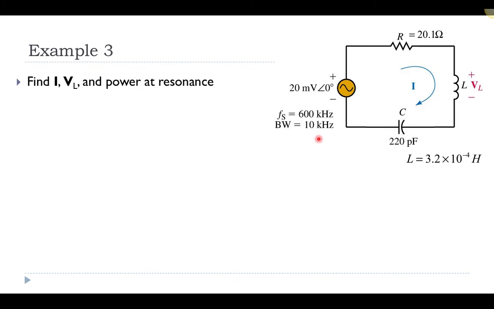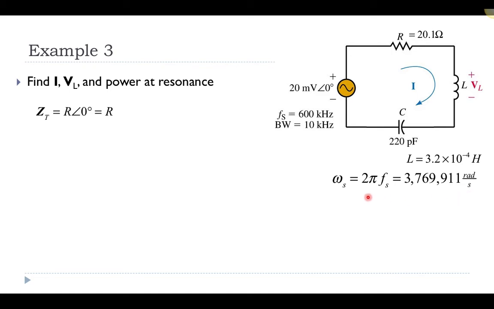I can also find the current, the voltage across the inductor, and the power at resonance. Before I go too far, I should figure out the angular resonance frequency. It's 2 pi times the resonance frequency, so 2 pi times 600,000 gives me the angular resonance frequency.